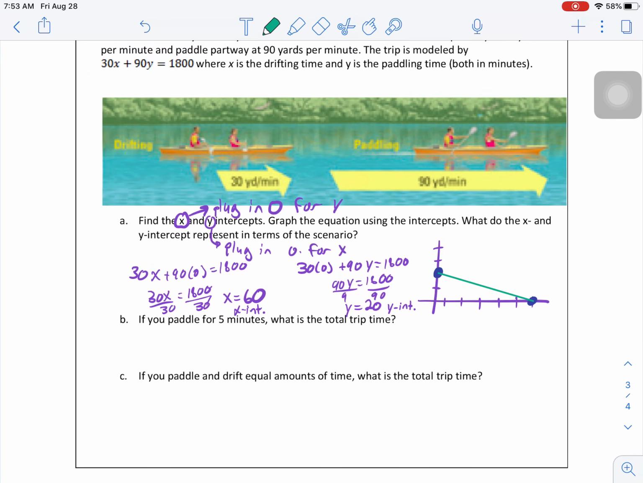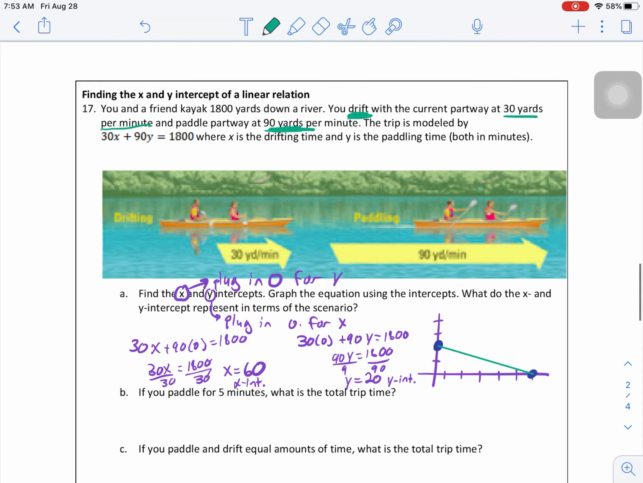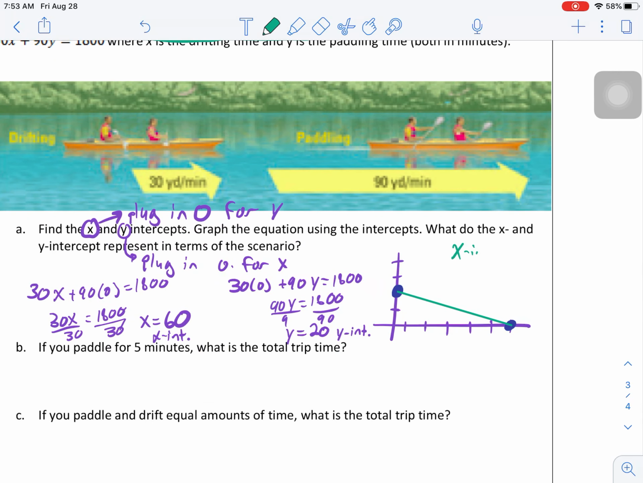Okay, if you want to get real fancy, now let's talk about what our x and y intercepts represent in terms of this scenario. Well, drift is 30 yards per minute. Paddling is 90 yards per minute. So our x-intercept, when we plugged in 0 into this part of the equation, that means we paddled for 0 minutes.